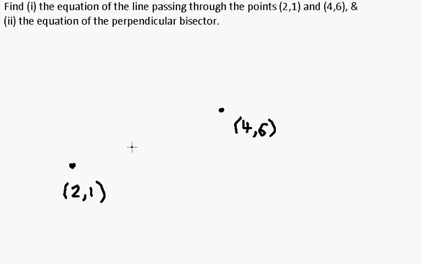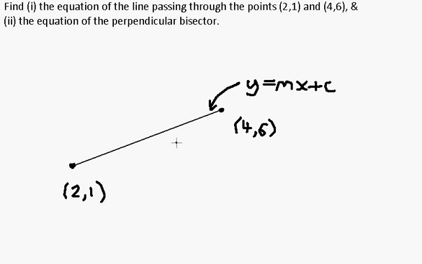Okay, so first of all I want to figure out the equation of the line that joins these 2 points up. We know that is going to be of the form y equals mx plus c, with m being the gradient of this line and c being the intercept where it crosses the y-axis.